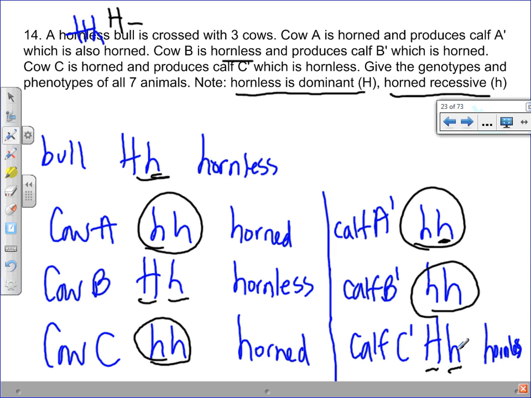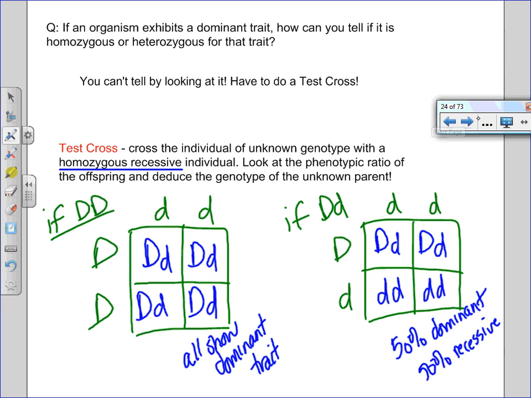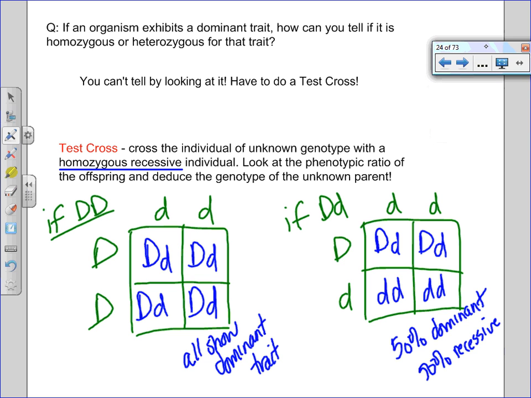Okay, so it's kind of a process of deduction. You go through and figure out, okay, well, it's easiest to figure out which ones are little h, and then work backwards and figure out what the moms and dads had to have. So that was the homework questions that I had assigned for that section.